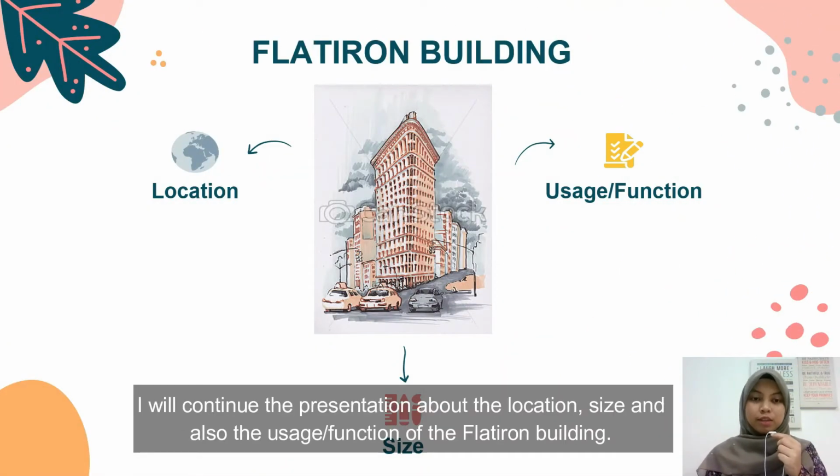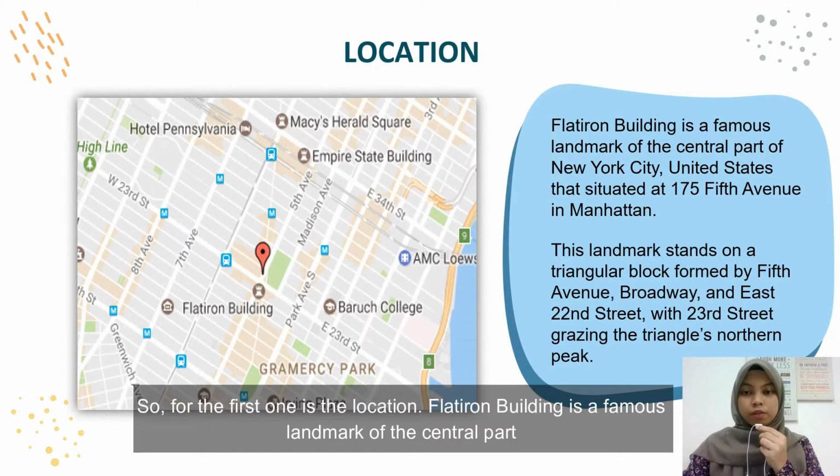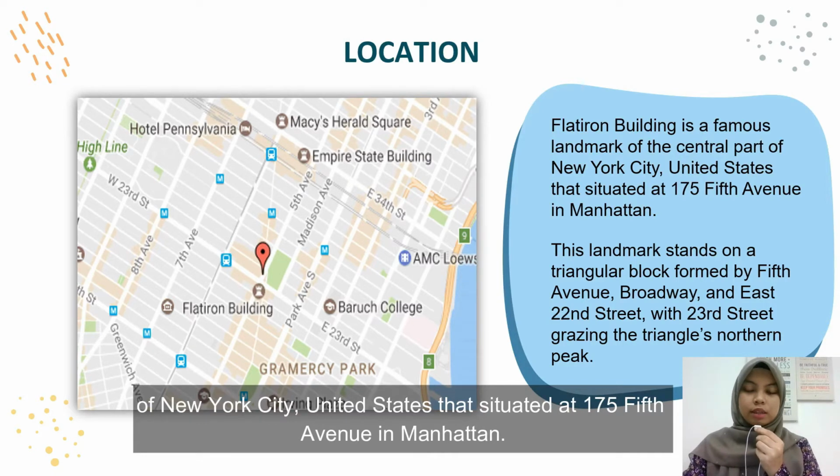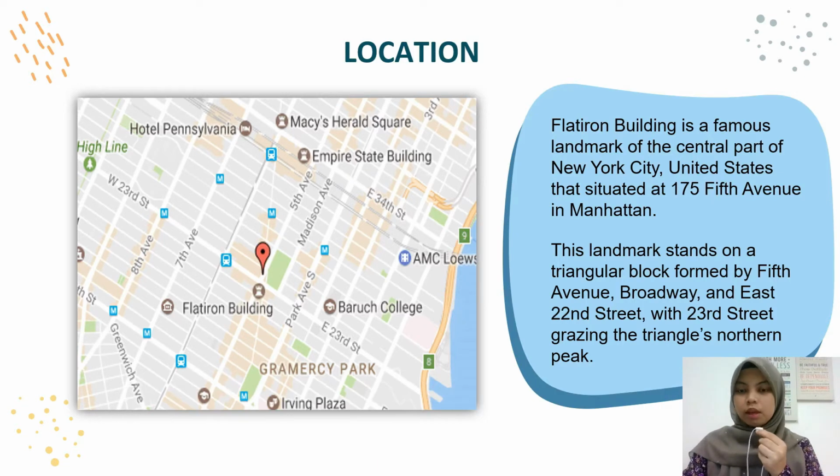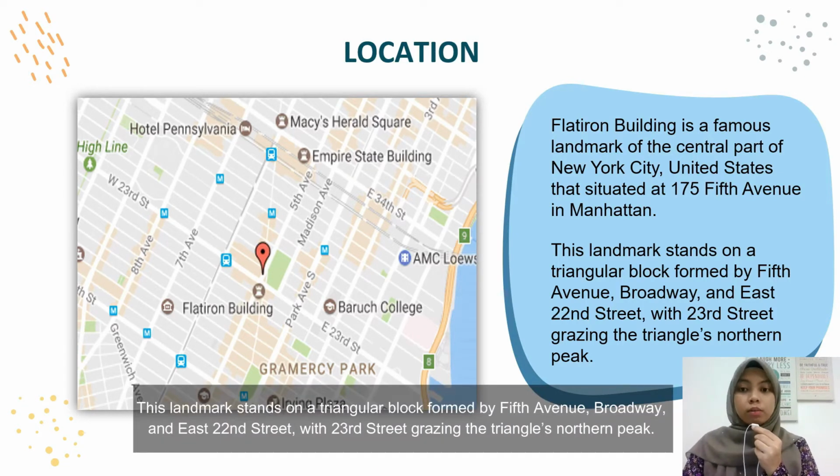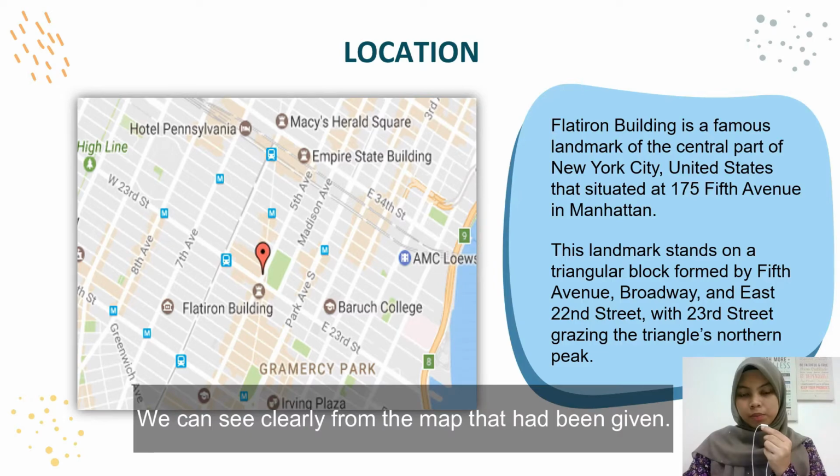I will continue the presentation about the location, size, and also the usage or function of the Flatiron building. So the first one is the location. The Flatiron building is a famous landmark in the central part of New York City, United States, situated at 175 Fifth Avenue in Manhattan. This landmark stands on a triangular block formed by 5th Avenue, Broadway and East 22nd Street, with 23rd Street crossing the triangle's northern peak. We can see this clearly from the map that has been given.